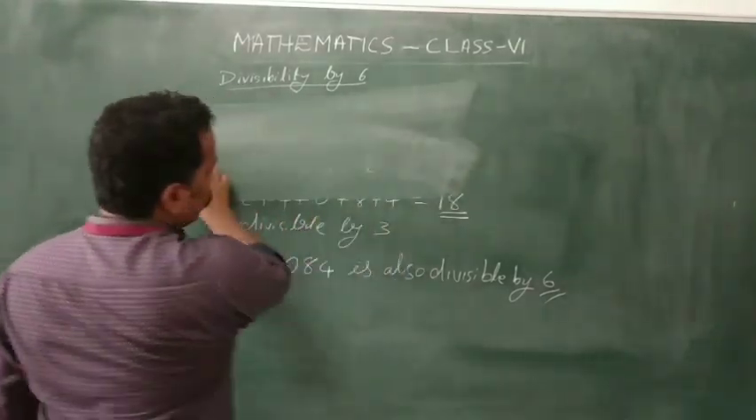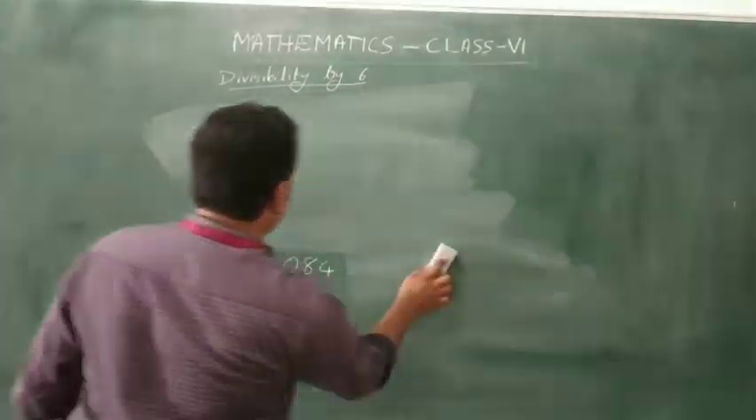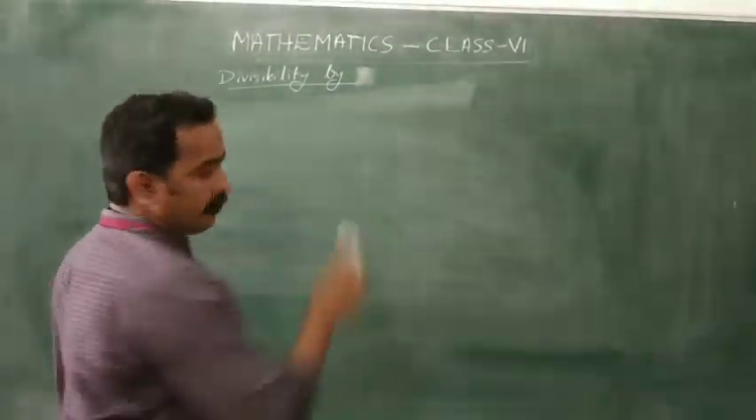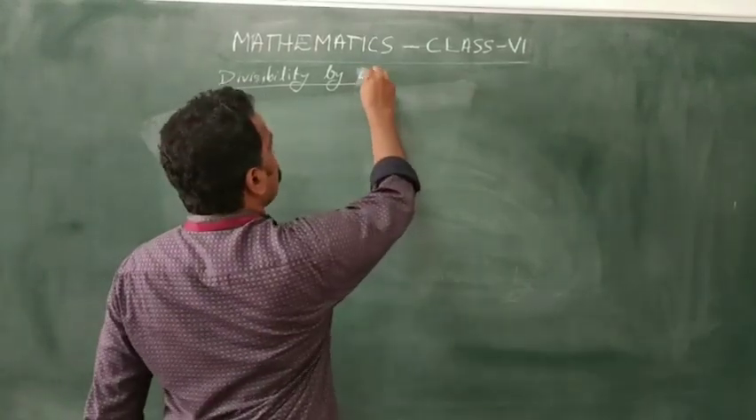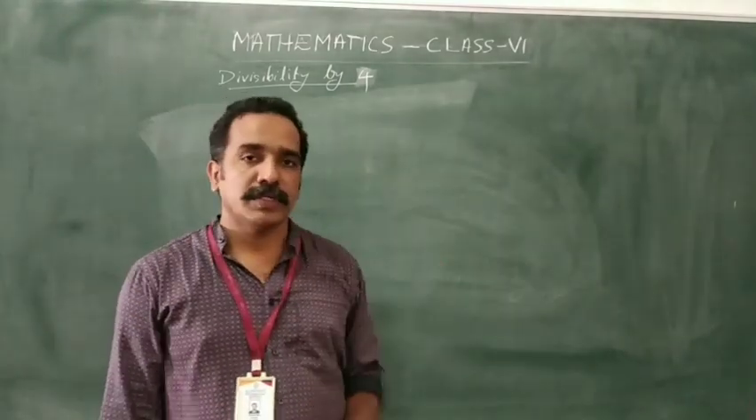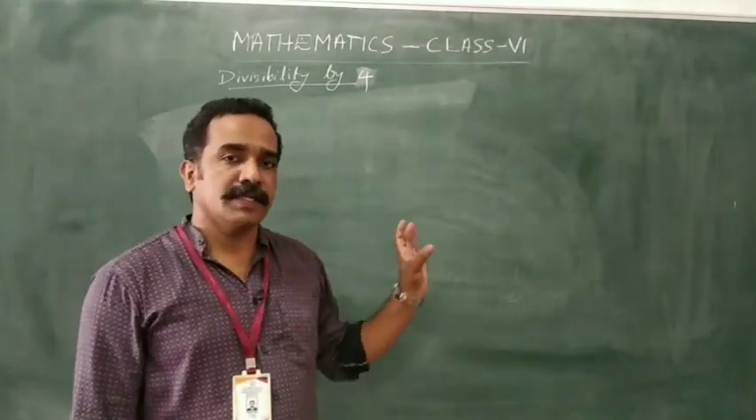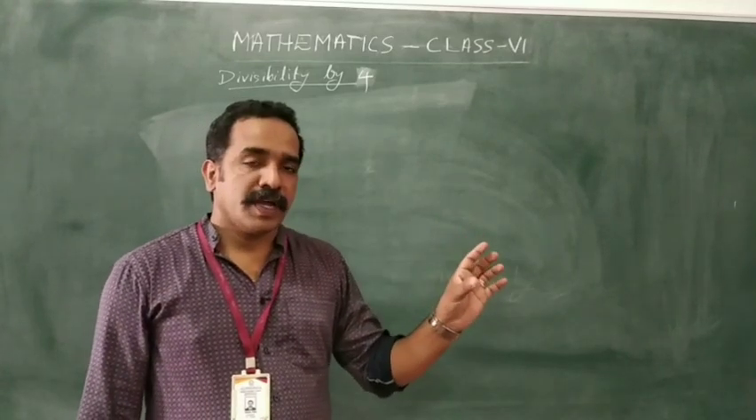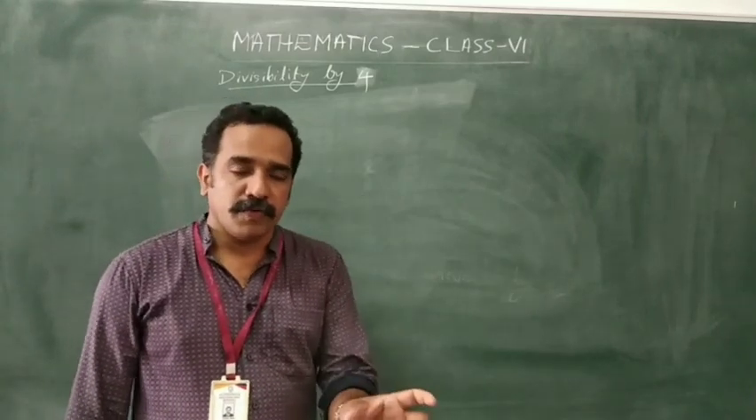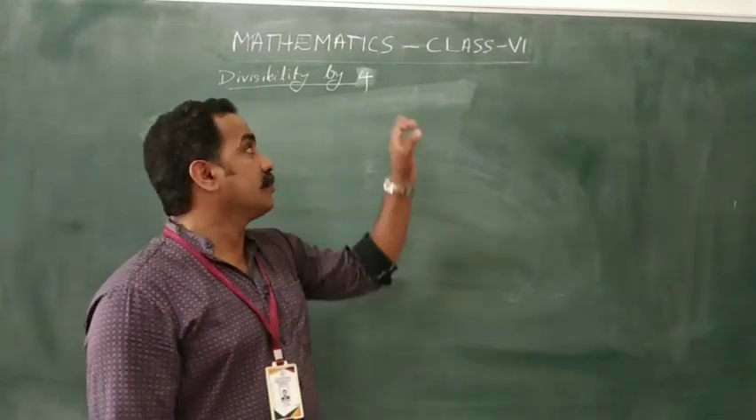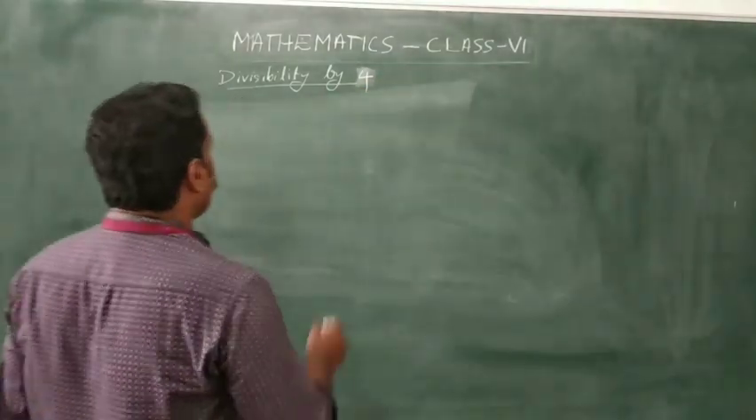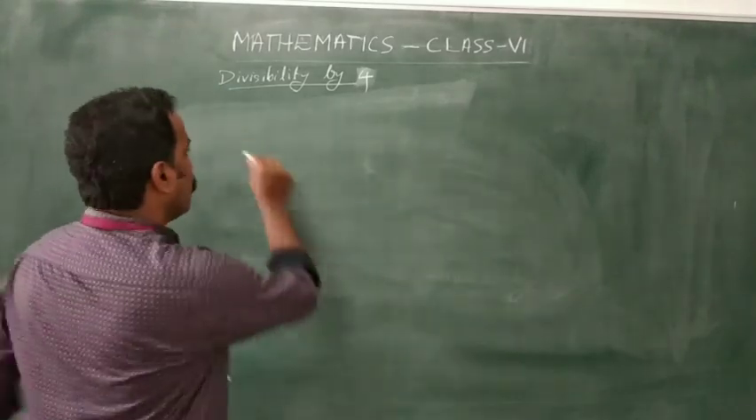Divisibility test for the number 4. How can we check whether a number is divisible by 4 or not? To check that, we have to consider the last 2 digits of the number, and if the number formed by the last 2 digits is divisible by 4, then that number is divisible by 4. You may be confused. Let us check an example.